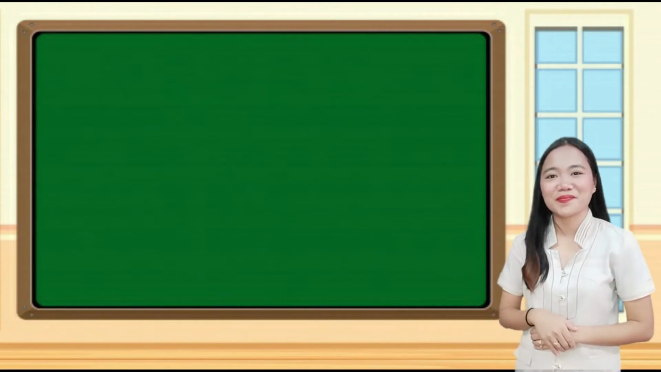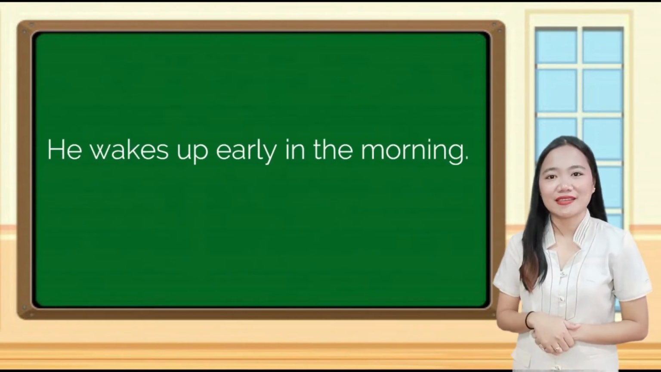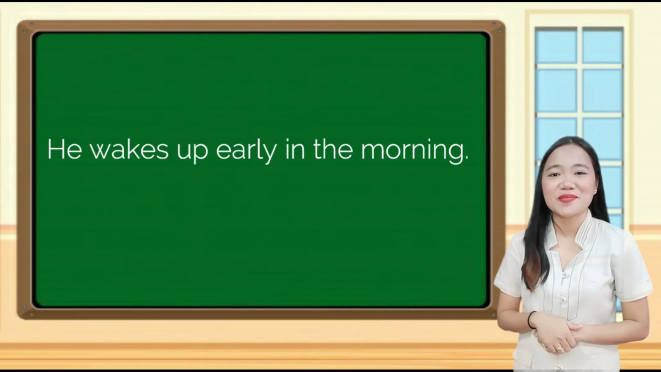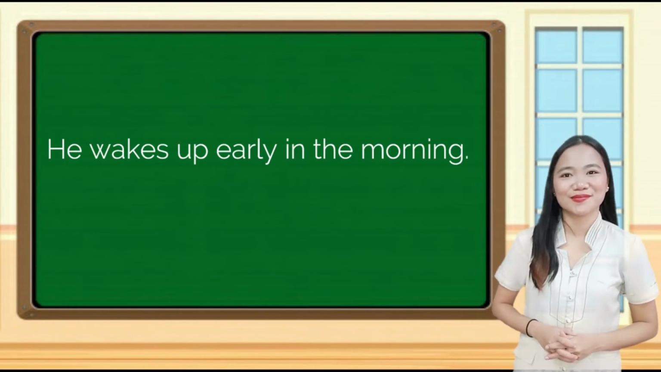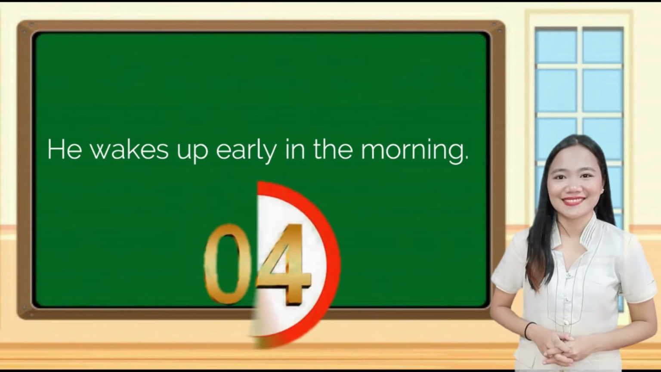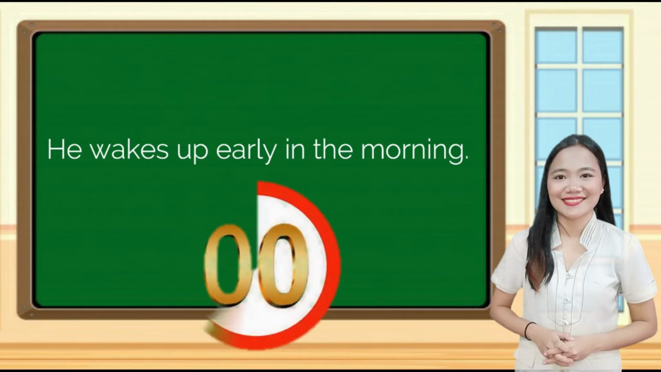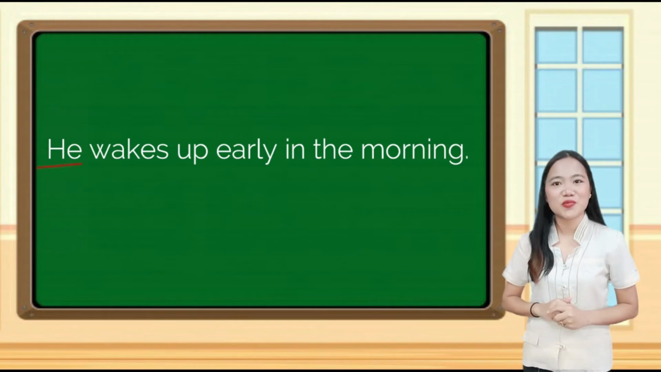Number 4. He wakes up early in the morning. Again, he wakes up early in the morning. Underline the subject and circle the verb. The subject is he and the verb is wakes up.